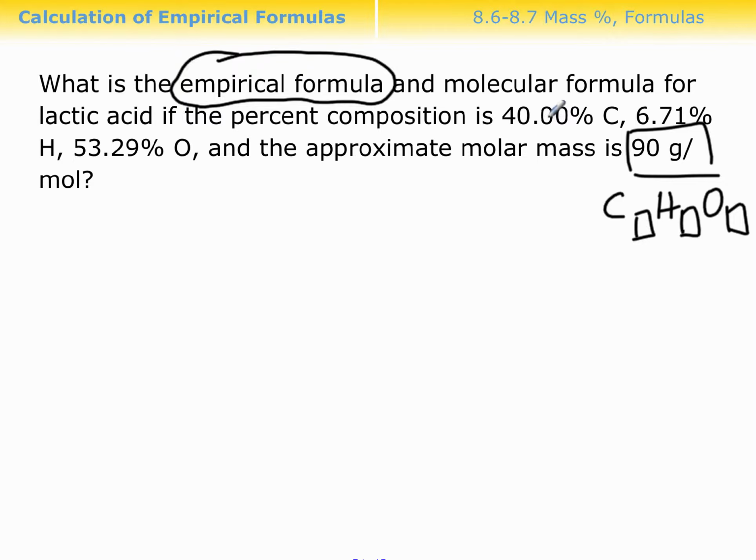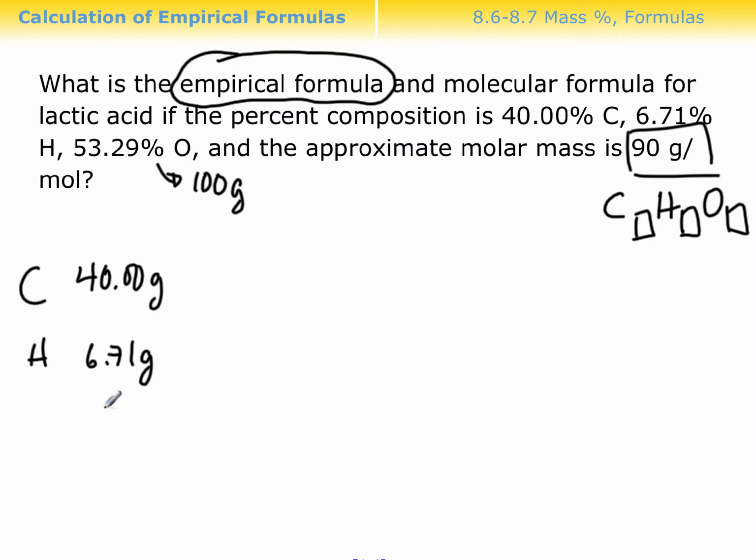Anyway, when it gives a percentage, all we're looking at is a ratio between compounds or between elements. So if they give us a percentage, we can say, well, okay, why don't we say I've got a sample of 100 grams of this compound. So if 40% is carbon, that means I have 40 grams of carbon. Okay, it also means I've got 6.71 grams of hydrogen.